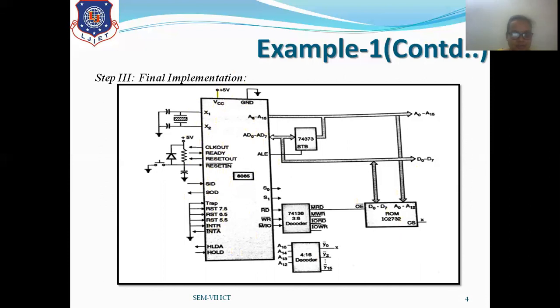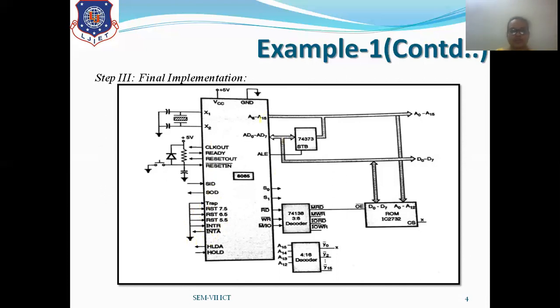Here VCC plus 5 volt is connected, ground connected, X1, X2 connected with the crystal, right? Reset is connected with the bar, right? Then again the rest of the pins are shown over here. Right now interrupts are not used, so all are grounded, right?